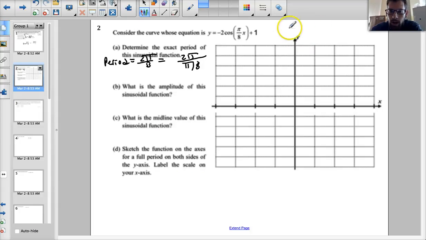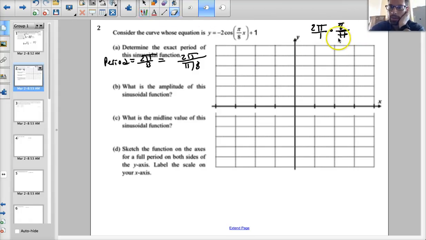So when I do 2 pi divided by pi over 8, that's the same thing as doing 2 pi over 1 times 8 over pi, because dividing by a fraction is the same thing as multiplying by its reciprocal. It's not really coming out very clearly, so I'm just going to rewrite that. That is, again, 8 over pi. These pi's are going to cancel, and I'm going to be left with 8 times 2, which is 16, over 1, which is just 16. So my period is going to be 16.